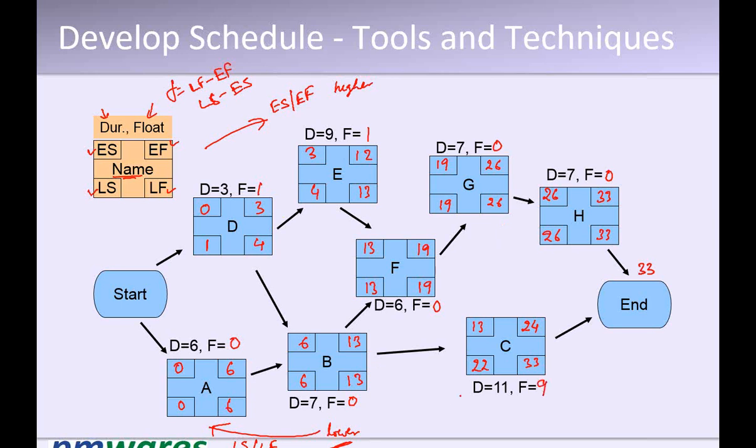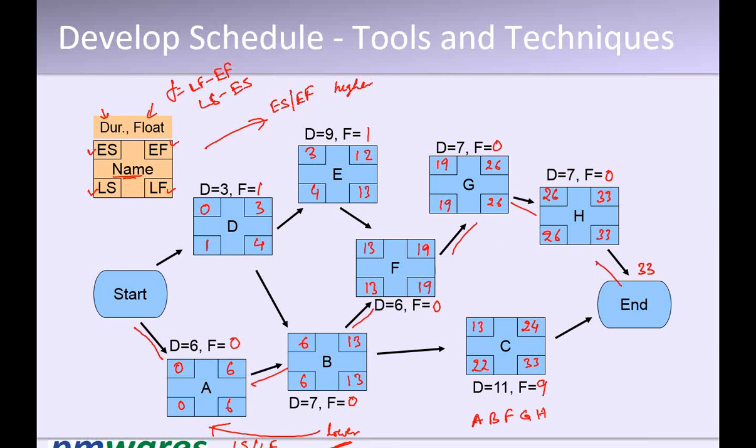So what is the critical path? Connect all the activities that have float as 0. So this is float as 0, this is float as 0, this is float as 0, this float as 0, this float as 0, this float as 0. So our critical path is A, B, F, G, H.